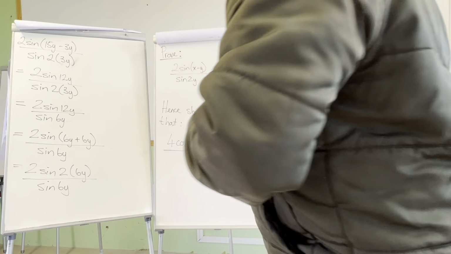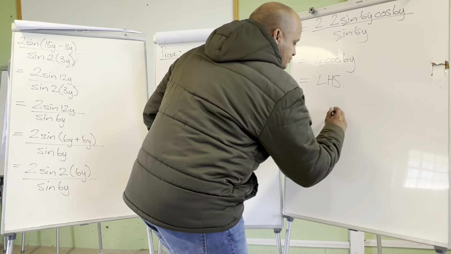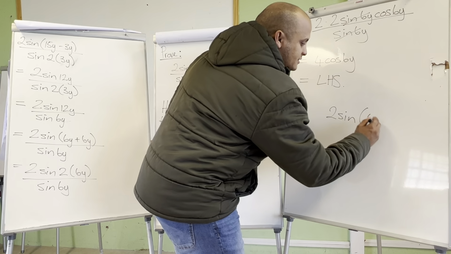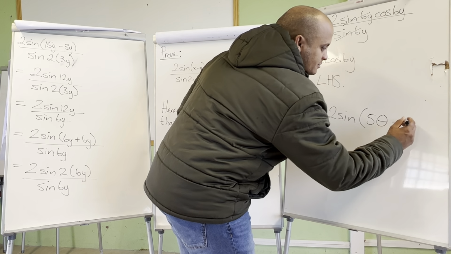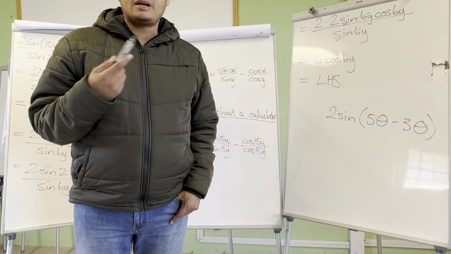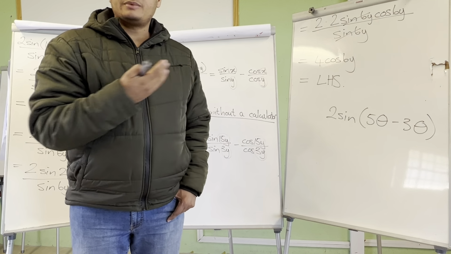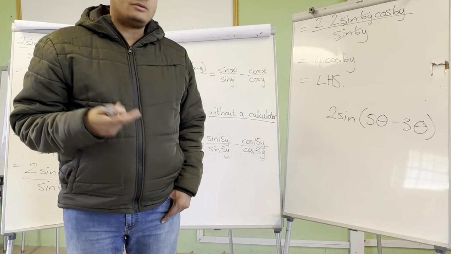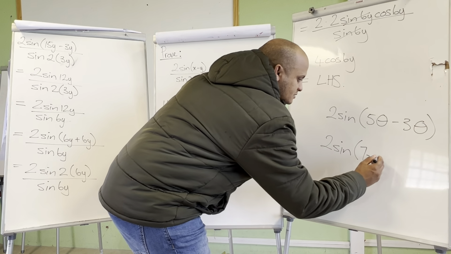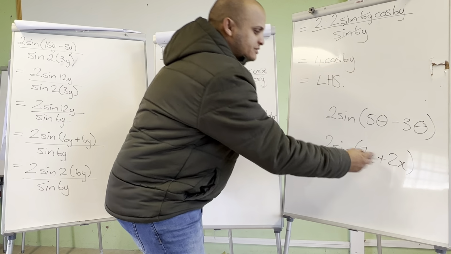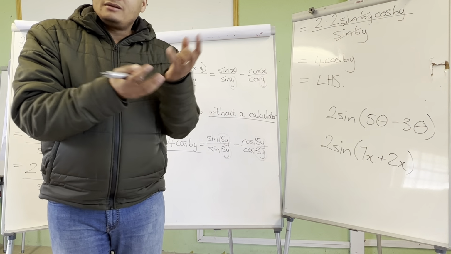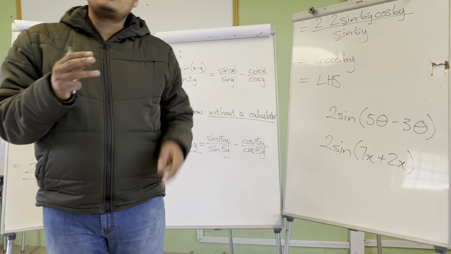But on that point, if I had to give you 2 sine of 5 theta minus 3 theta, would you not treat that as I can subtract the thetas? Or if I gave it to you as 2 sine 7x plus 2x, would you want to go and expand that, or would you not just add the x's? It's angles, but the algebra still applies.